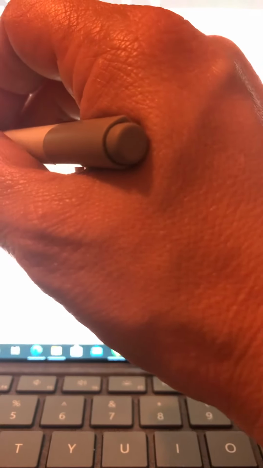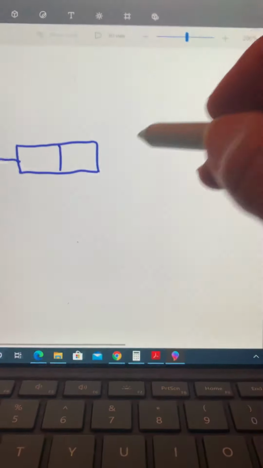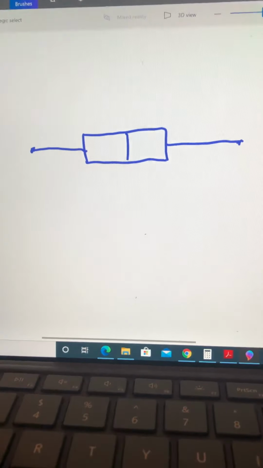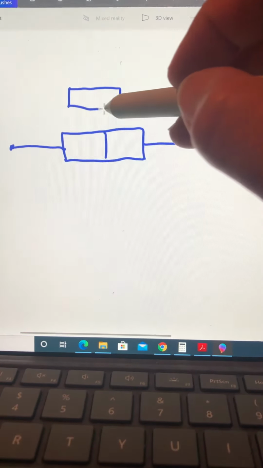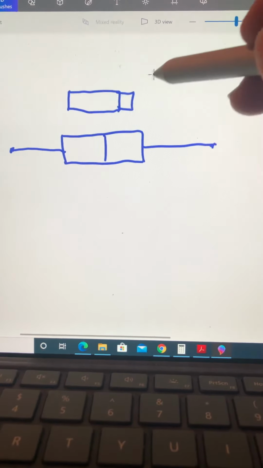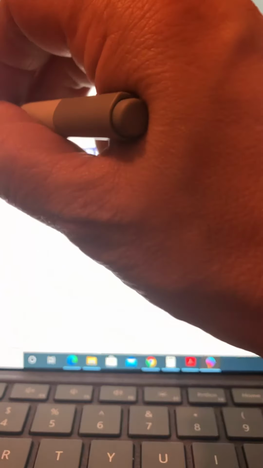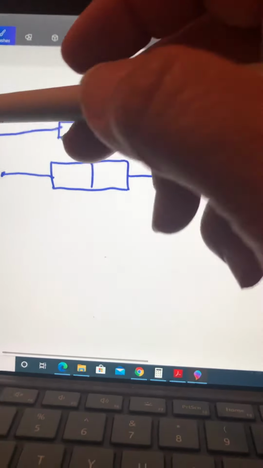Alright guys, so this is a quick review of the box and whisker plot, which, if you will recall, has a box in the middle. Now this box is always going to be cut up into two parts. It may or may not be in the middle. You may have a box that has a longer whisker on one side than the other. But they still should have these three parts.